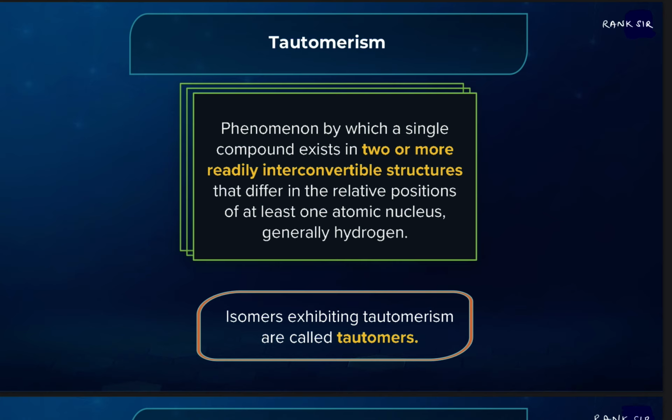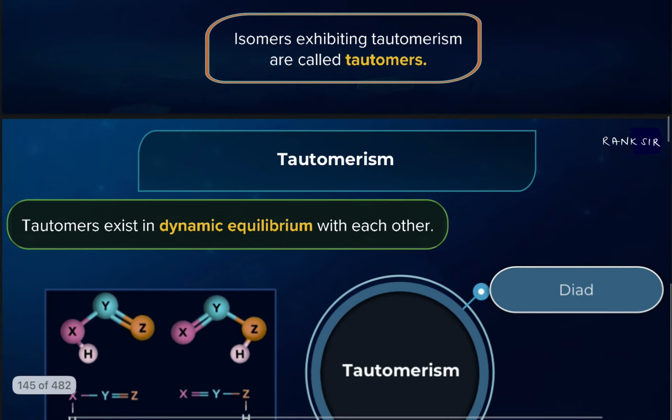Now coming to tautomerism. Tautomerism is one of the most important topics. It is the phenomenon by which a single compound exists in two or more readily interconvertible structures that differ in the relative position of at least one atomic nucleus, generally hydrogen. Isomers exhibiting tautomerism are called tautomers.